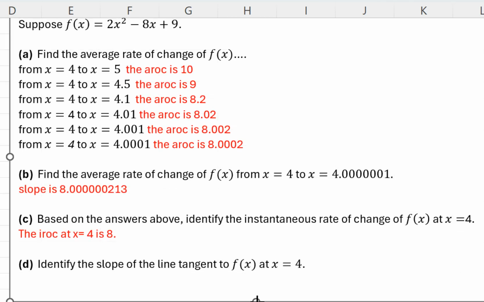The last question just says, identify the slope of the line tangent to f of x at x equals 4, and that slope is 8. The instantaneous rate of change of the function at x is 4 is the same thing as the slope of the tangent line at x equals 4.